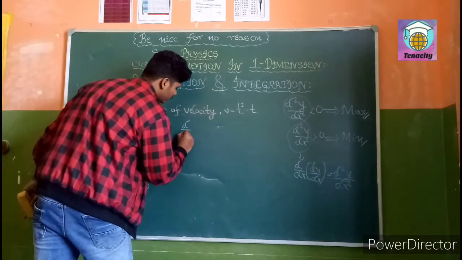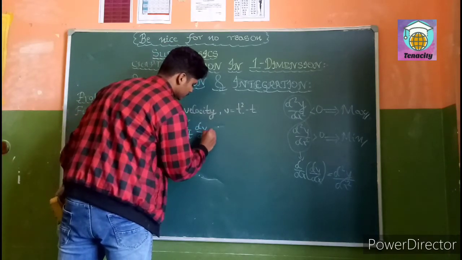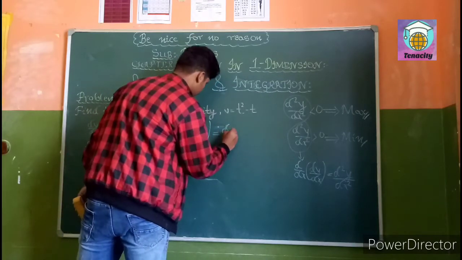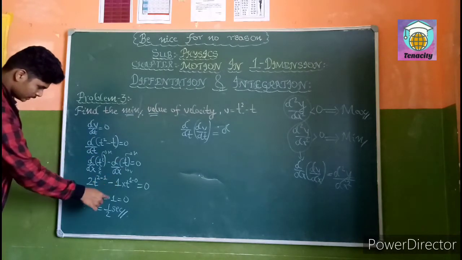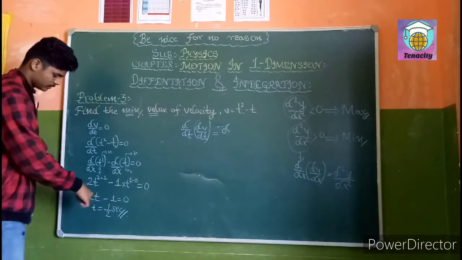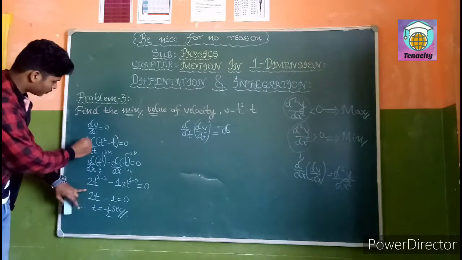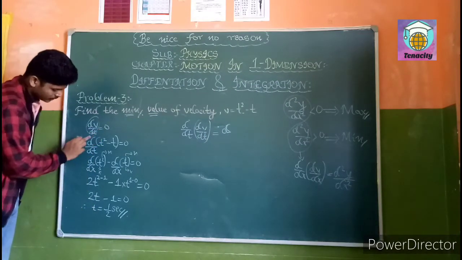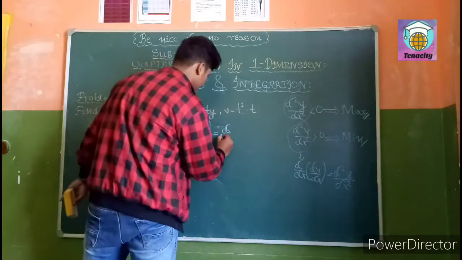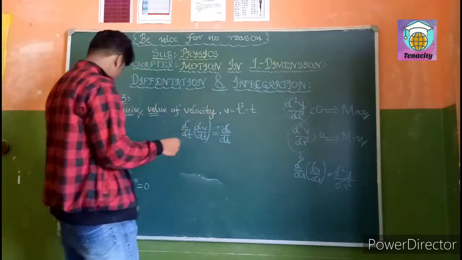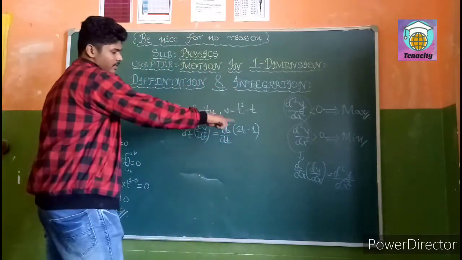So d by dt of dv by dt is equal to, what is dv by dt? dv by dt is this value, 2t minus 1. The value of dv by dt is 2t minus 1. Why? Because dv by dt is the final LHS. So substitute that. d by dt of dv by dt is d by dt of 2t minus 1. So differentiate this one.